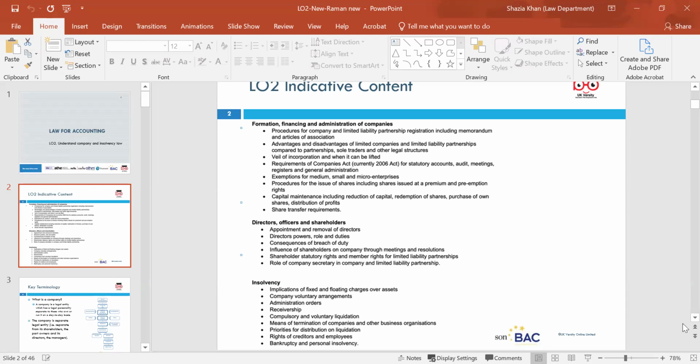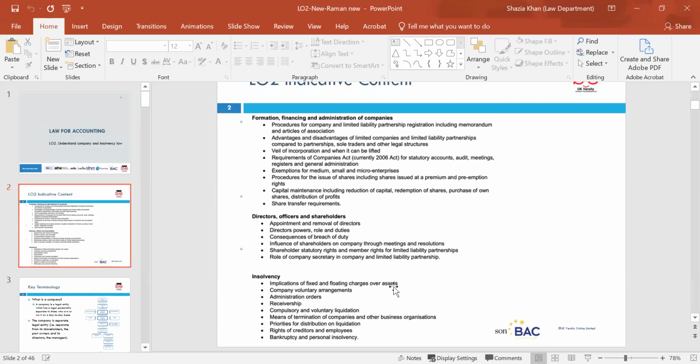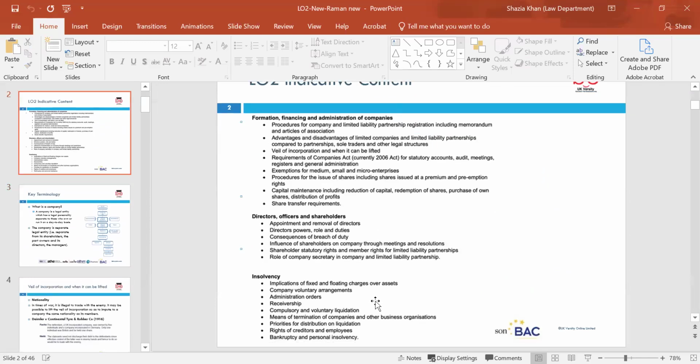We'll then go on to look at directors and officers and shareholders, what they do, their appointment, what the duties are, what the powers are, what happens if they breach the duties, shareholder statutory rights. And then we went on to insolvency. And a lot of this is part of your assignment as well, which we'll go through towards the end anyway. We looked at insolvency, what it is, how administration orders are given, compulsory and voluntary liquidation, and we looked at the rights of creditors and employees and bankruptcy and insolvency in regards to the personal insolvency.